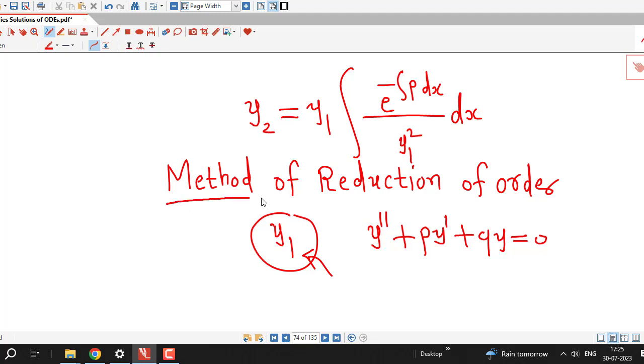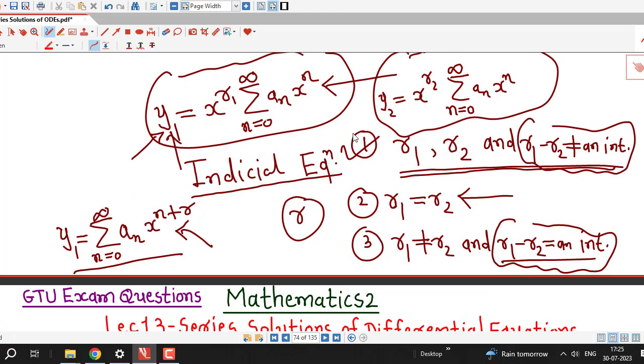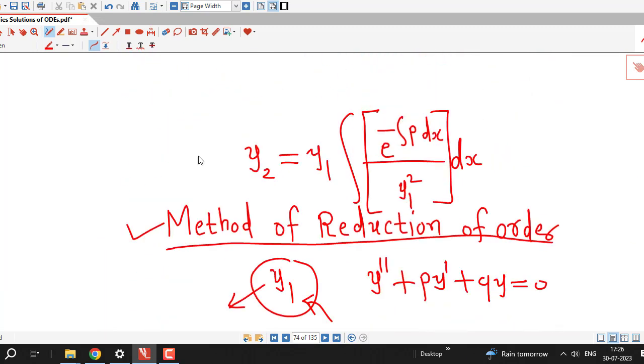So we can apply this method of reduction of order in this topic of Frobenius method also. If it is easy to integrate this quantity with respect to x, then we can use method of reduction of order in both of these cases. If roots are equal and roots differ by an integer, and if we are able to decide one solution, then second solution can be obtained by this formula, provided that integrals are easy.